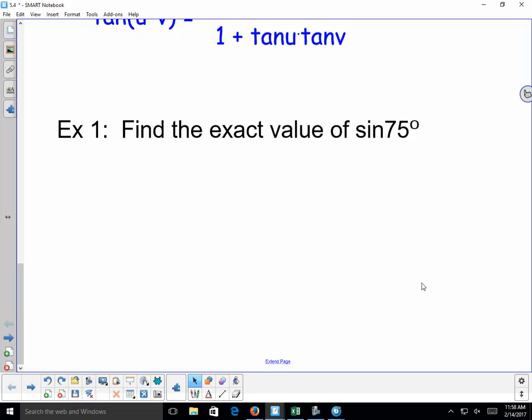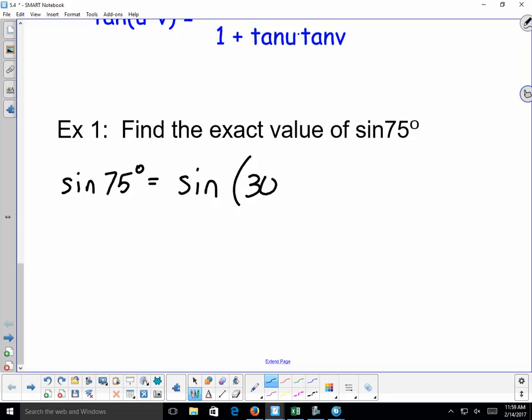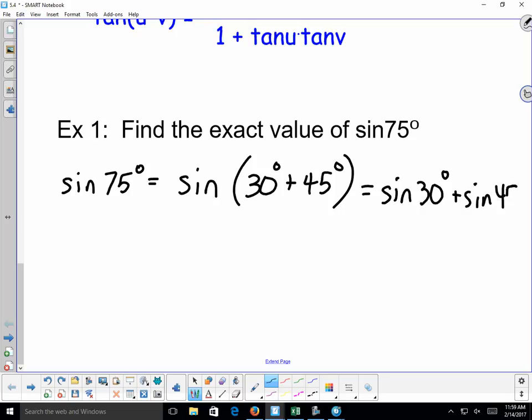Pi over 4 and pi over 3. No, pi over 6. Well, give me degree measures. Oh, 30 and 45. Okay, so if we're trying to find the sine of 75 degrees, that's going to be the same as finding the sine of 30 degrees plus 45 degrees. Everybody agree? Can we say that that's equal to the sine of 30 degrees plus the sine of 45 degrees?